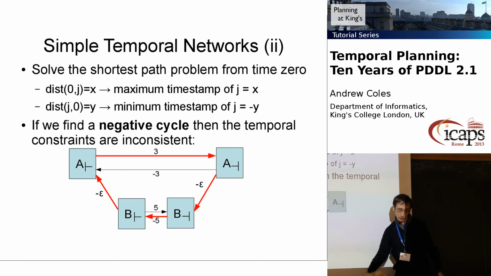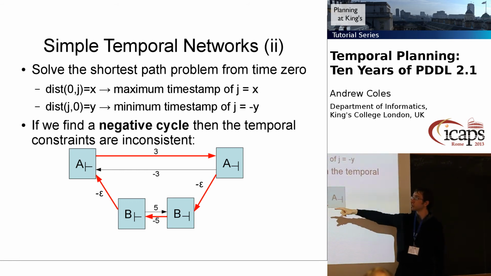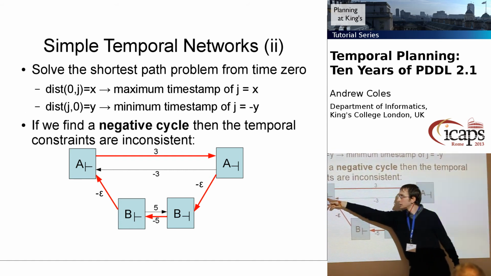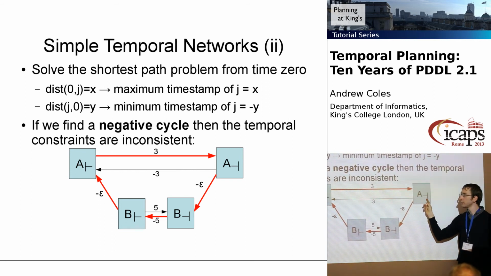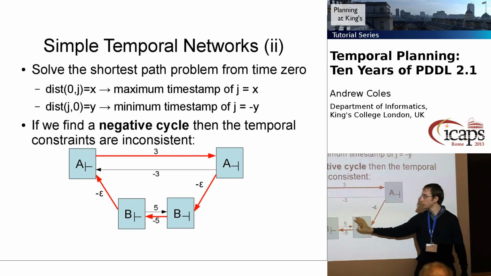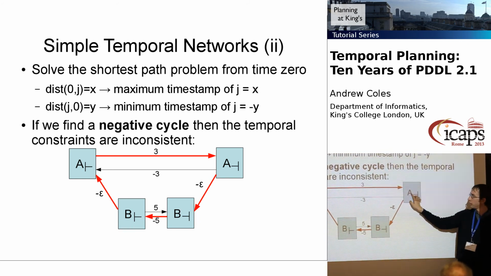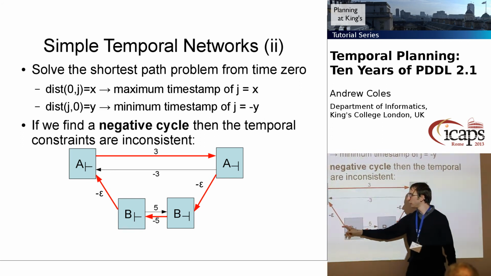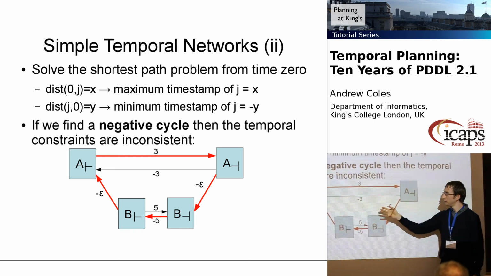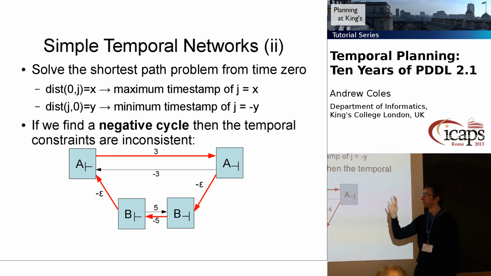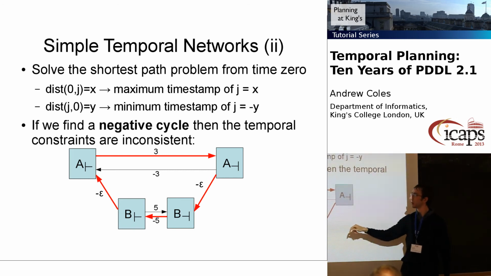A negative cycle is, as the name suggests, a path which goes from one node back to that node, and the overall length of it is negative. So we have one here. A starting to the end of A has a maximum duration of 3, but then we can work backwards here. Because we have this action B inside it, which has a duration of 5, we can go plus 3, minus epsilon, minus 5, minus epsilon, and that gives us a path length of about minus 2 and a few epsilons from A back to itself.